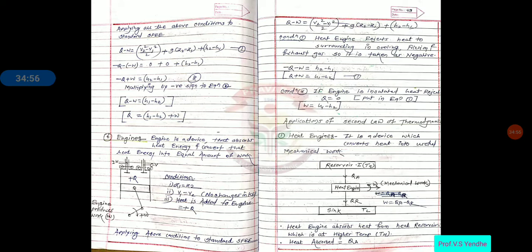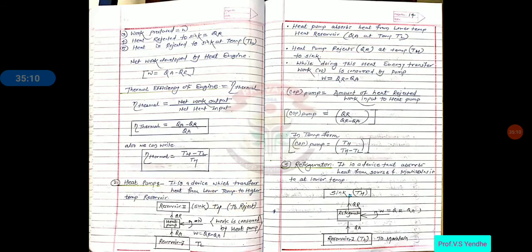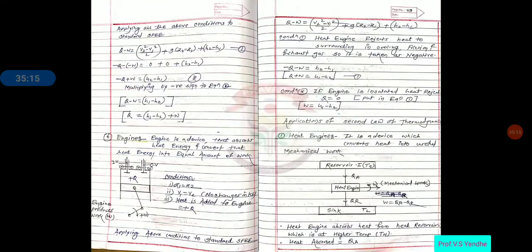As we know, Z1 is equal to Z2 because the height of inlet and outlet from the datum is the same, no changes in KE, so V1 is equal to V2. Heat is added into the system, so Q is equal to plus Q. Heat is added because the heat is added inside the engine. Then applying all the above conditions, we will get the equation Q minus W is equal to (V2 square minus V1 square) divided by 2 plus g(Z2 minus Z1) plus (H2 minus H1).